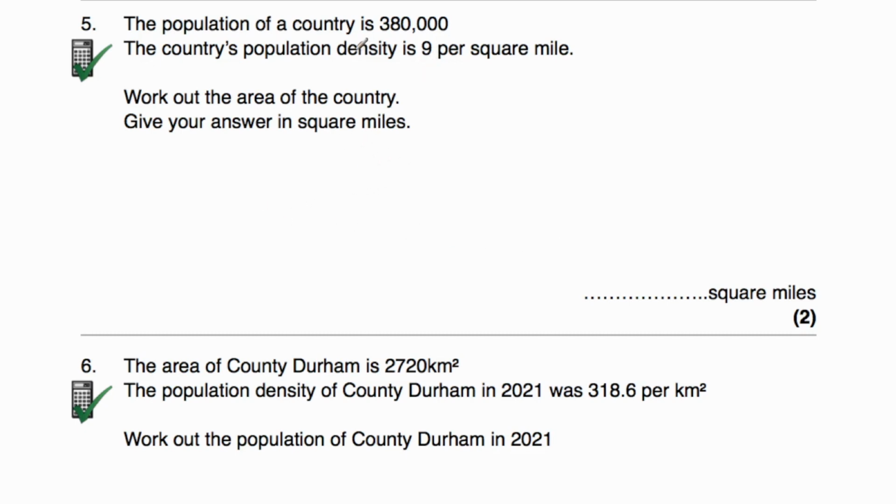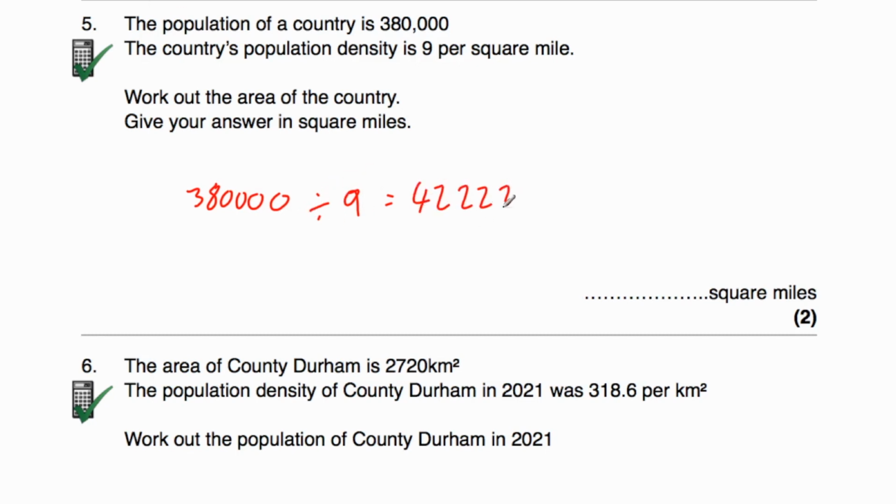Alternatively, you could just divide the population by the population density. So let's do that. So let's take our 380,000 and we're going to divide it by 9, and that will tell us the area of the country. And this is a calculator question. So 380,000 divided by 9 is equal to 42,222.2 reoccurring square miles. So that's the area of the country. And that's it.